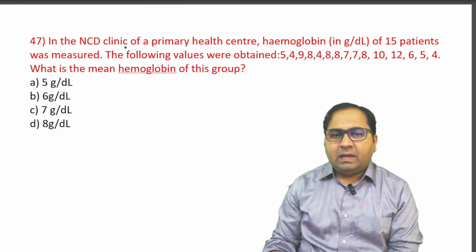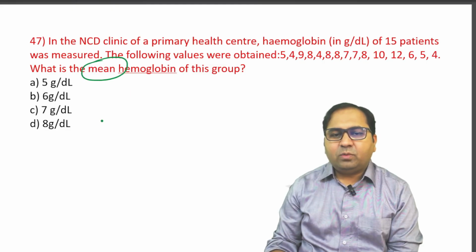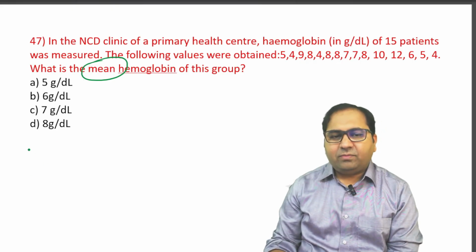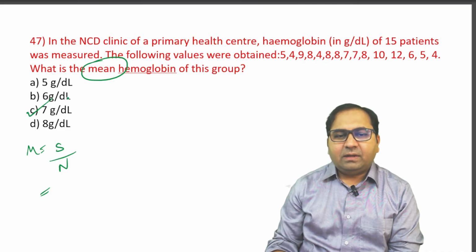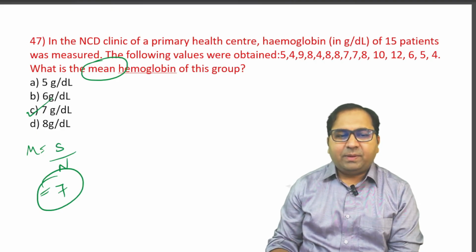Next question. In an NCD clinic of a PHC, HB of 15 patients were measured. The following values were observed. What is the mean HB of this group? 5, 6, 7 or 8? I have already calculated this. You calculate for yourself. We know mean is equal to sum of all observations by the number of observations. The answer for this question is 7, because I have already calculated. You calculate for yourself. We have already discussed many examples previously.